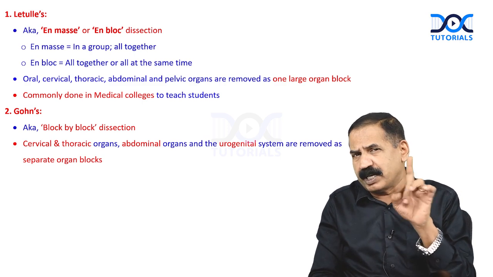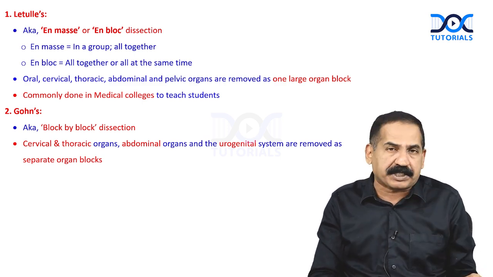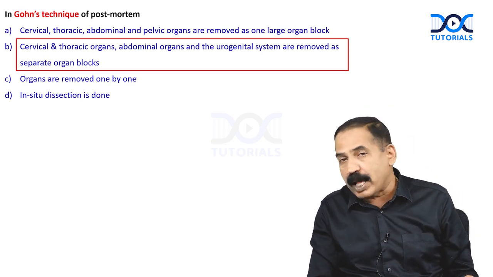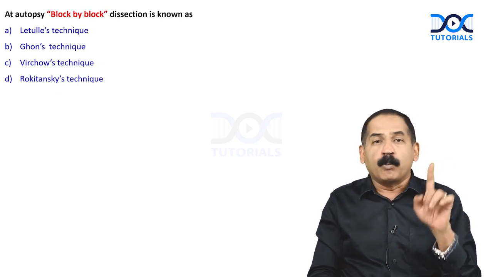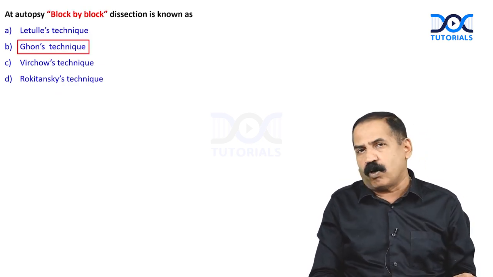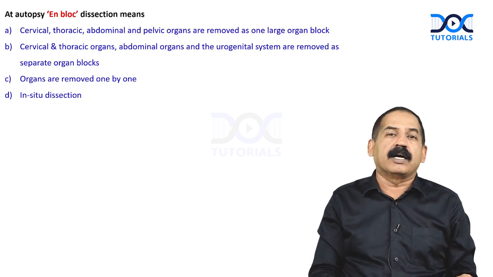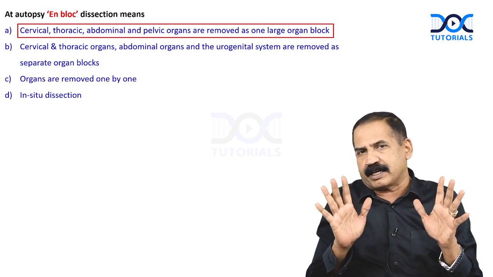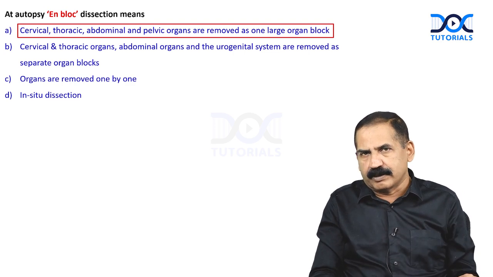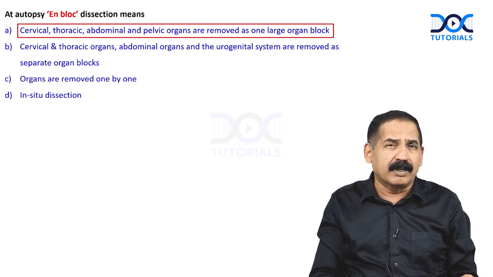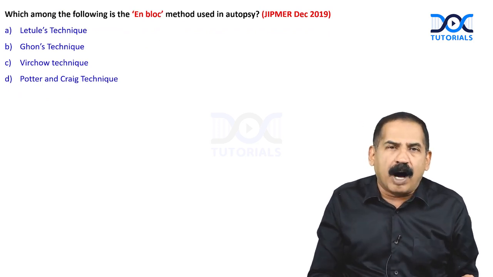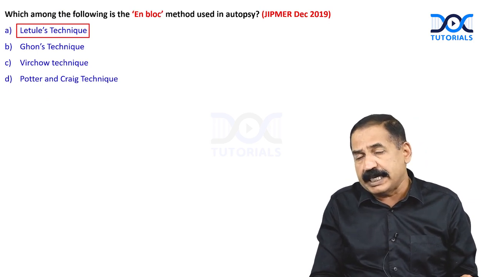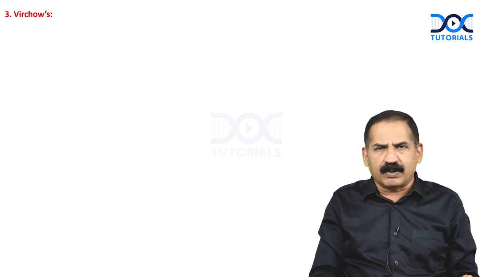Don't get confused between en-block dissection and block by block dissection. At autopsy, block by block dissection is known as Gauss technique. At autopsy, en-block dissection means lettuce technique. I hope as of now you have cleared up all your doubts. Which among the following is the en-block method at autopsy? Lettuce.